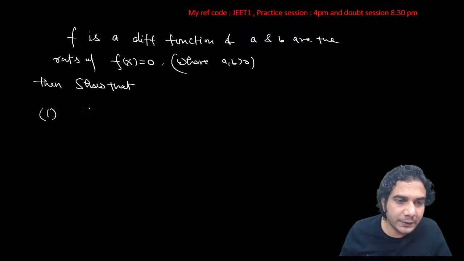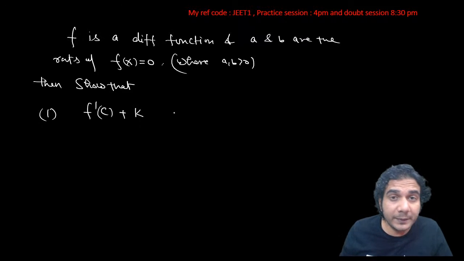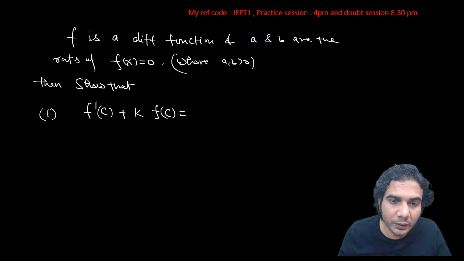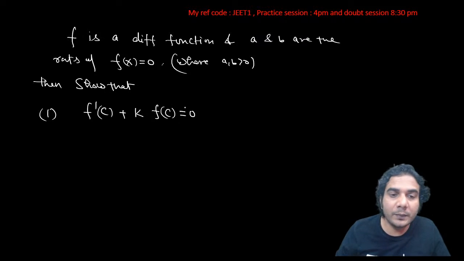My first question is, you need to show that f dash of c plus k times f of c is equal to 0. Now k can be anything, it might be a constant, it might be some function also. Okay, that is the main point.